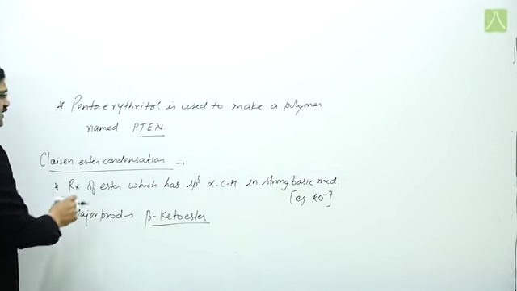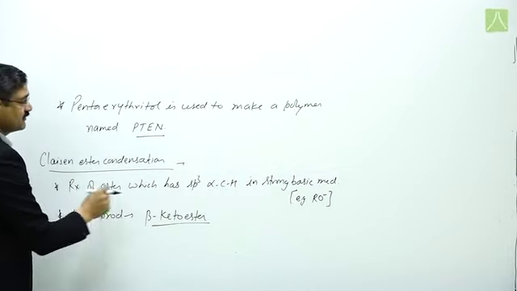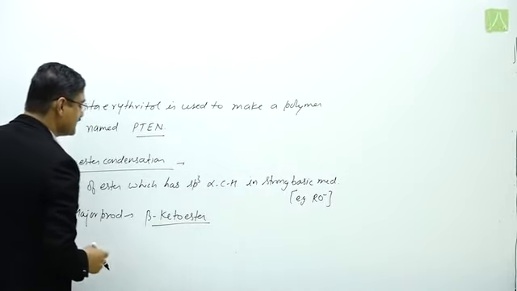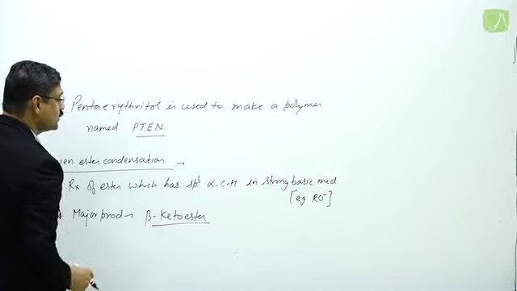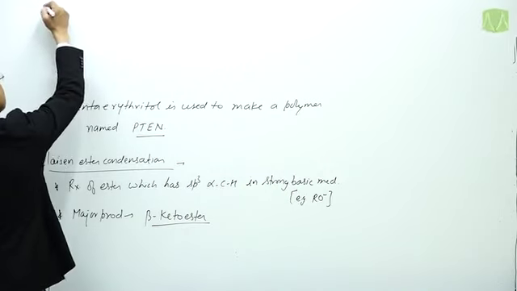Now, Claisen ester condensation. It is a reaction of esters which have sp3 alpha H in a strong basic medium. So, the mechanism is very much similar to the aldol reaction. The product is beta keto ester. So, I write the mechanism.